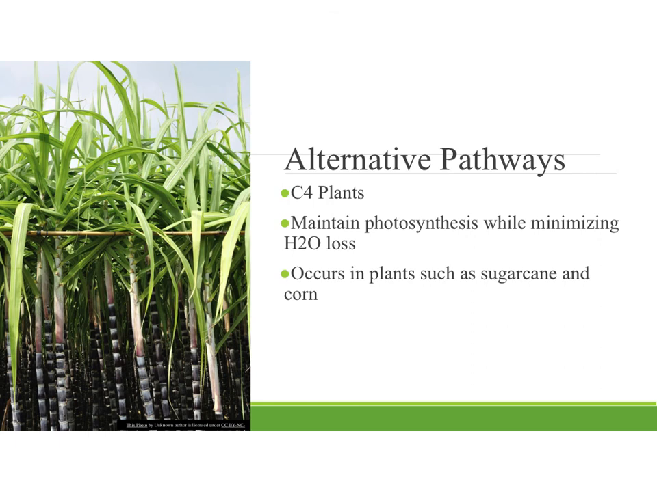The last thing I want to talk about real quick are alternative pathways. Many plants live in extreme environments, and they have to have an alternative pathway for photosynthesis in order to maximize their energy conversions. The first alternative pathway I want to talk about is called C4 plants. These maintain photosynthesis while minimizing water loss, and these occur in plants such as sugarcane and corn.